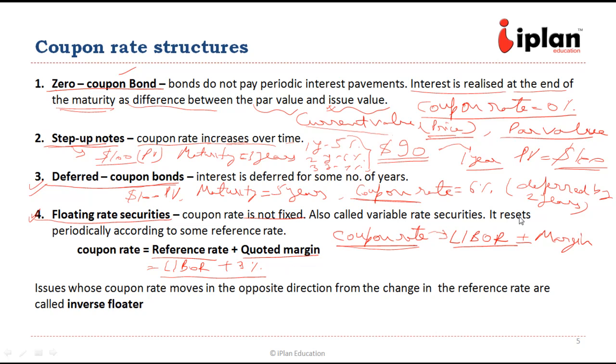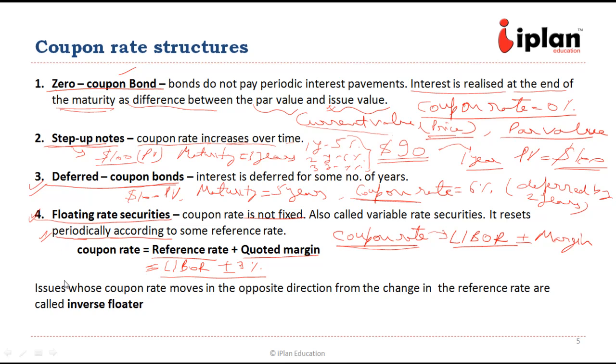There is an agreement between the borrower and the investor that the coupon rate will be reset after a certain period. For example, every month the coupon rate is going to be different based on the LIBOR, and there will be a certain quoted margin. It could be plus or it could be even minus.